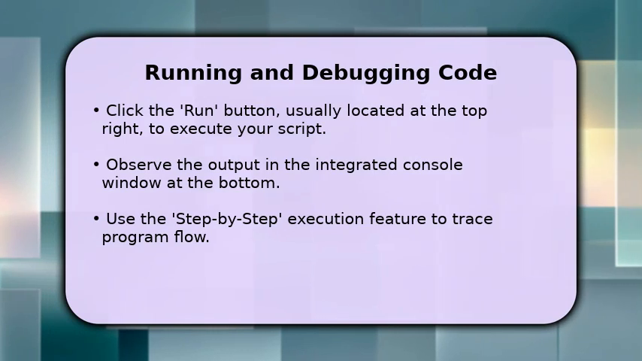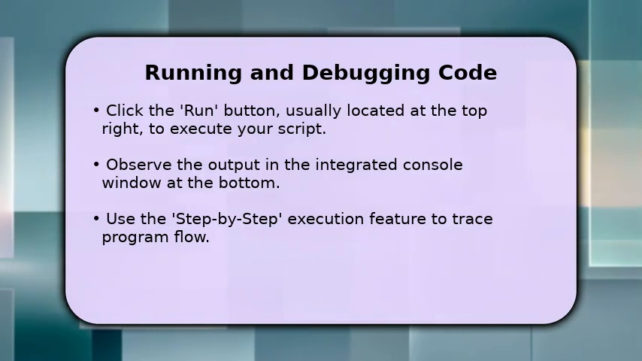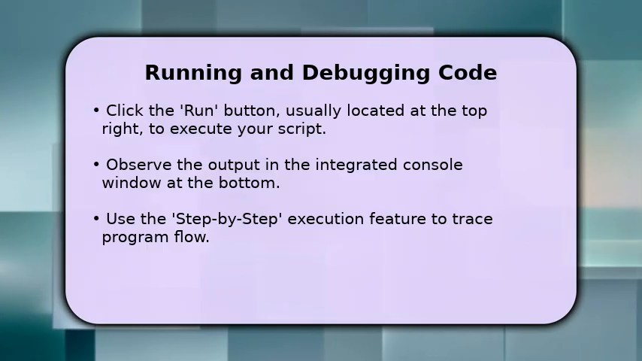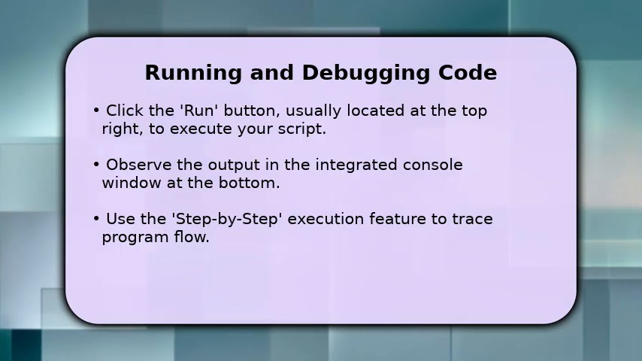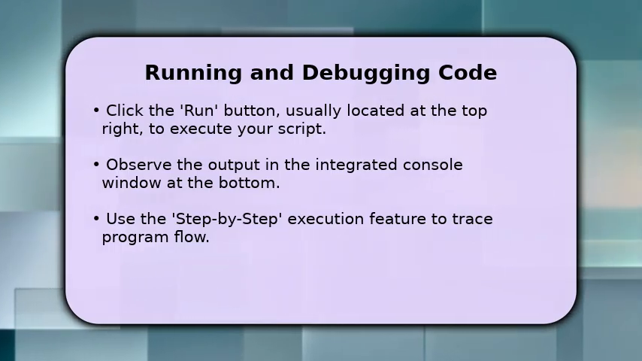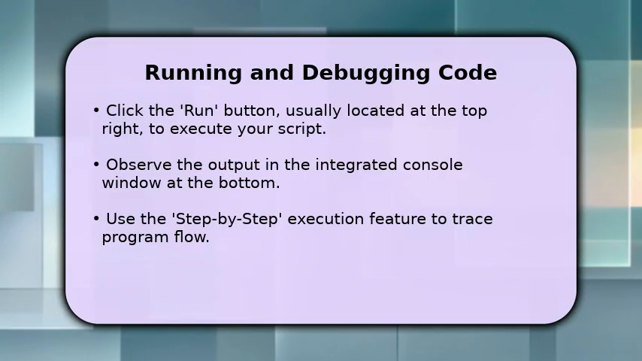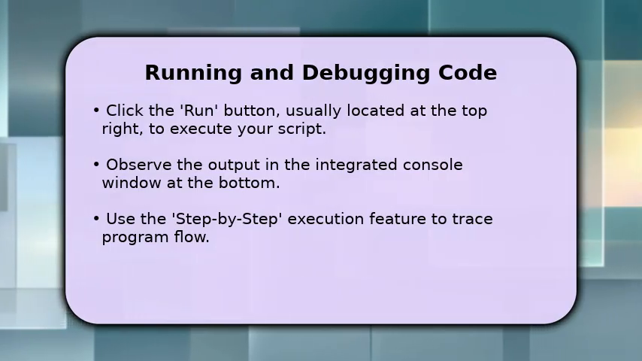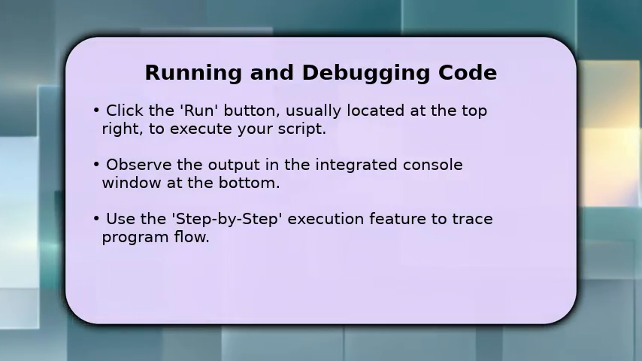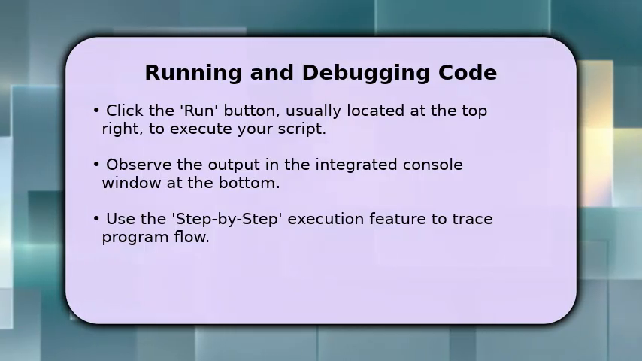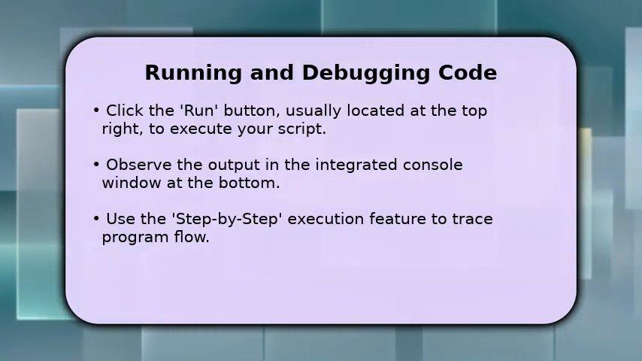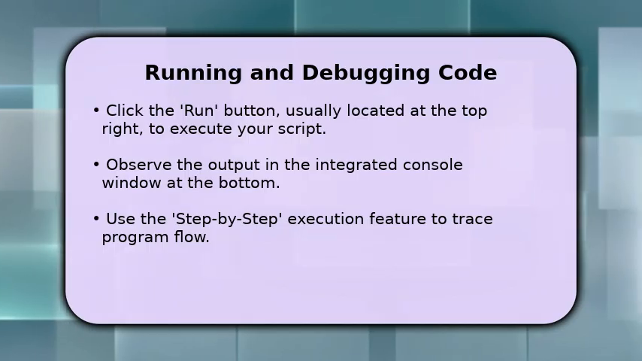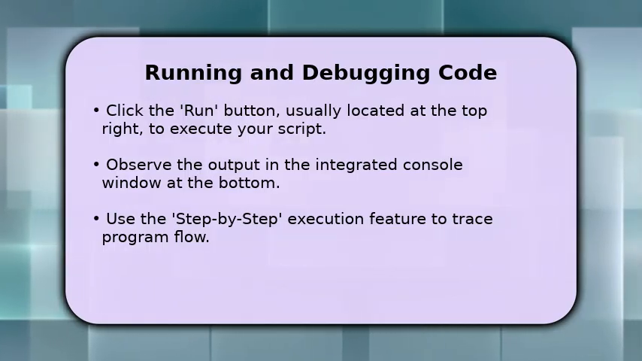After assembling your blocks, it's time to see your creation in action. Locate the prominent Run button, often a green triangle, and click it. Your program will execute, and any output, like messages or calculation results, will appear in the console window below. If something isn't working as expected, use the step-by-step debugger. This allows you to watch your code run one block at a time, making it much easier to pinpoint and fix any logical errors or incorrect connections.